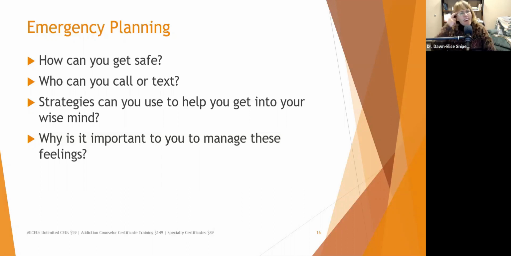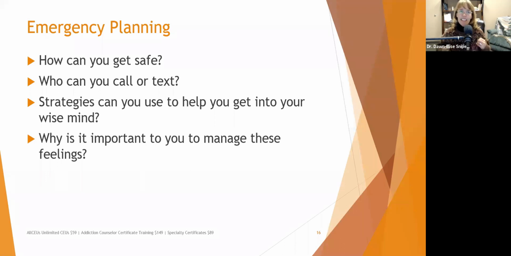They're not thinking, all right, what is that distress tolerance activity that I thought might be helpful? No, that's not where their brain is at that point. Their brain is on survival. If they have a list that's easily accessible, they're going to be more likely to at least try to access that. And why is it important to you to manage these feelings?